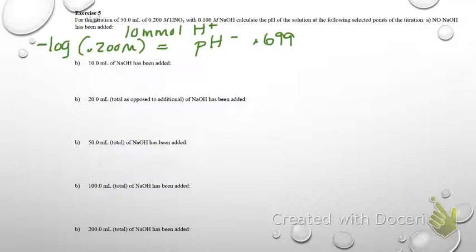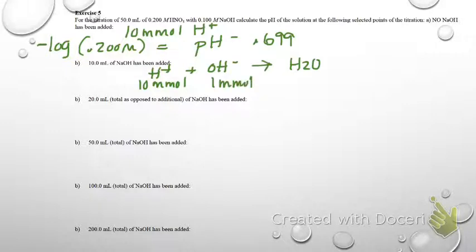Okay? So for 10 milliliters of hydroxide added for part B, I know that my neutralization reaction is a 1-to-1 reaction, correct? Yes. Right? I make water. I know that I have 10 millimoles here. I just added 10 milliliters of 0.1 molar. If I change that to millimoles, how many millimoles of hydroxide do I have? 1, because 10 times 0.1 is 1. So I have 1 millimole here. Those are going to react, right?